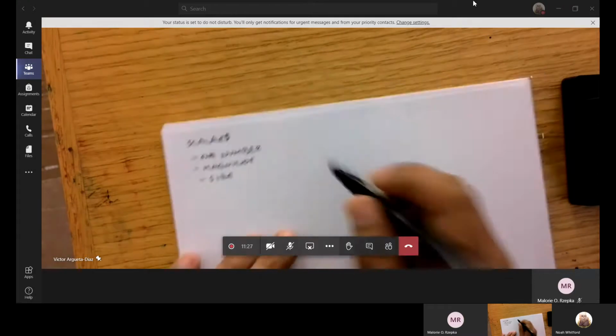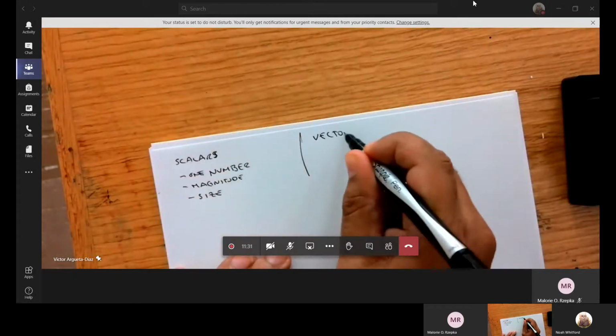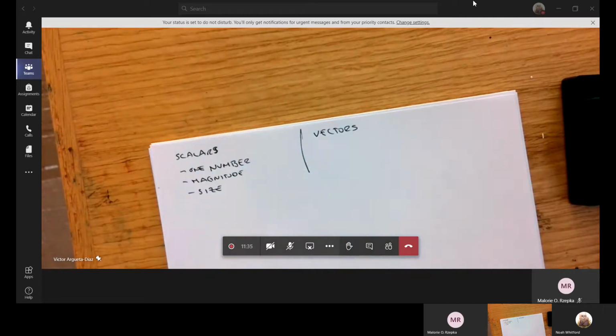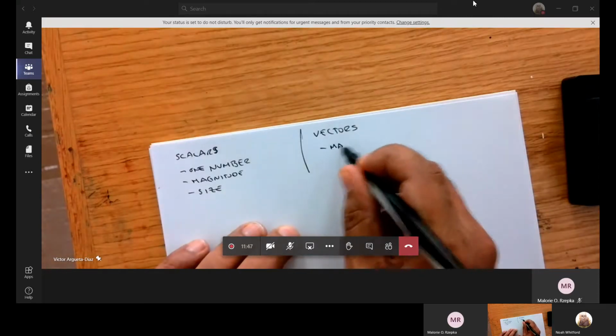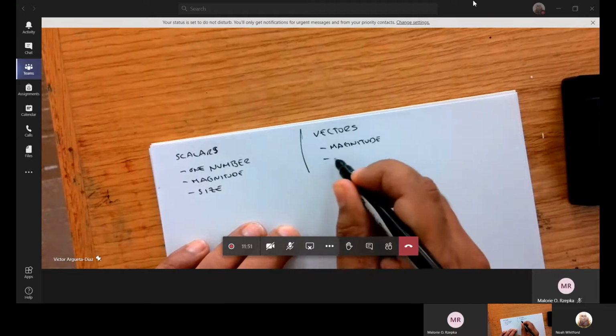Now we have also what's called vectors. Okay. Vectors are a little bit more complicated. Vectors are things that require a magnitude and a direction to be described. So here we need the magnitude and a direction.